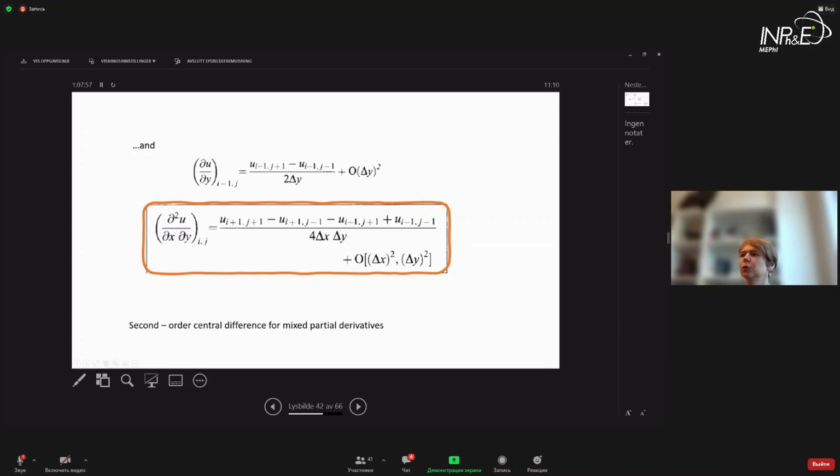And here we have the combination of forward in i and j, forward in i, backward in j, backward in i, forward in j, and backwards in both of them, divided by 4 delta x delta y, because we are mixing now x and y derivatives. And what about the order? The order is as before, because we are doing the same trick as we have done with ordinary derivatives, subtracting two Taylor expansions. And so we get the same precision, second order in delta x and delta y. So quite a useful expression, and this is the one which we use quite a lot when we are doing Navier-Stokes and all kinds of equations which mix partial derivatives.